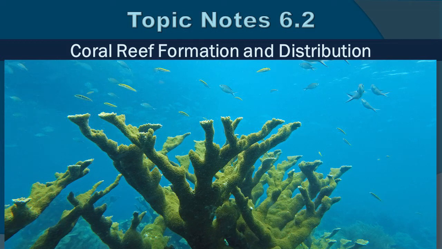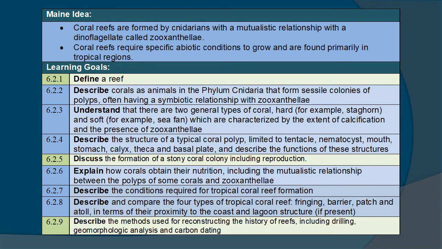Topic note 6.2, coral reef formation and distribution. And this is a picture of elkhorn coral in the Florida Keys because, of course, we live right next to one of the largest barrier reefs in the world. And we're going to learn all about it in this set of notes. Now, here are the main ideas.